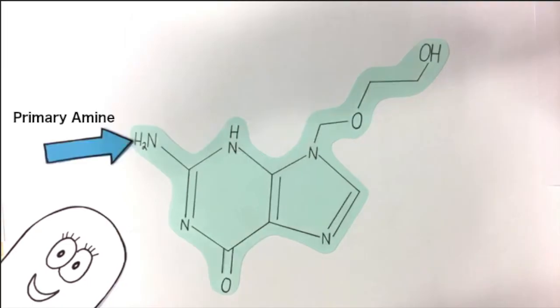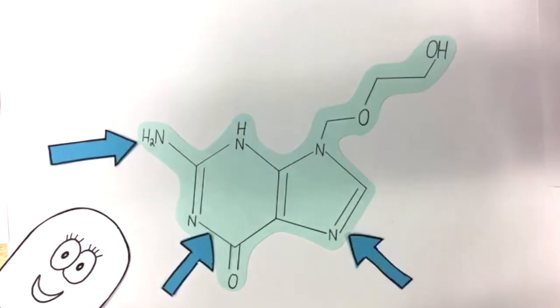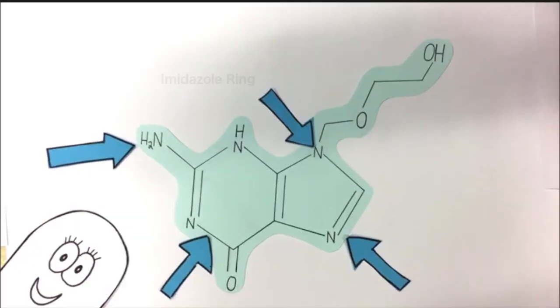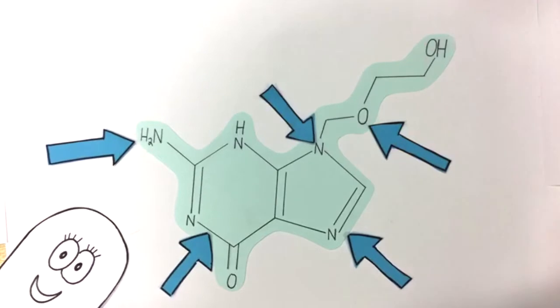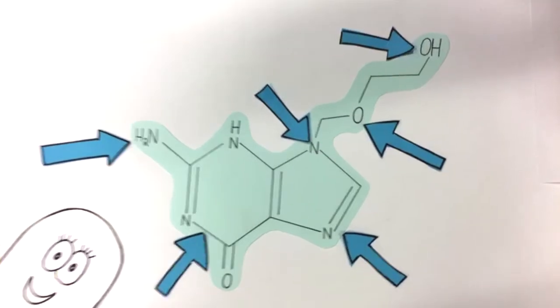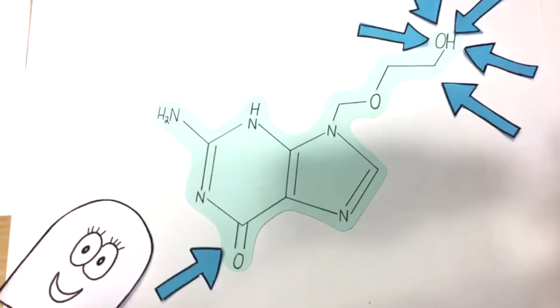Within the ring system, we can see a primary amine, an amide, and an imidazole ring. The bulk of acyclovir's structure is made up of this bicyclic ring system, which helps increase the drug's lipophilicity, alongside this alkane chain that contains an ether. At the end of this chain is a primary alcohol. Take note of this alcohol because it's this that plays the main role in the drug's mode of action.